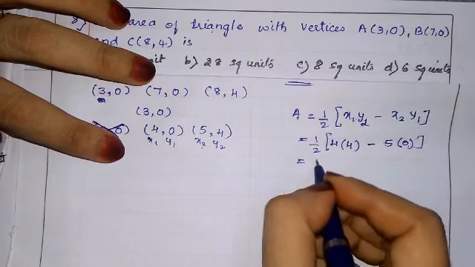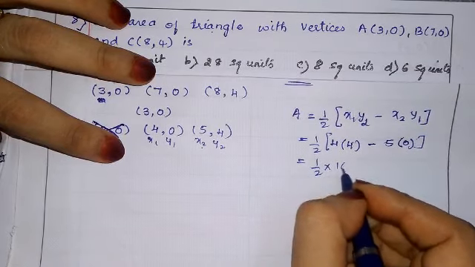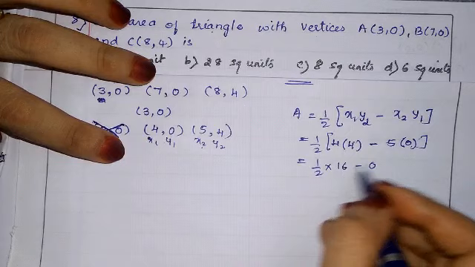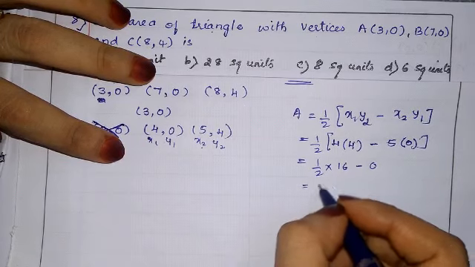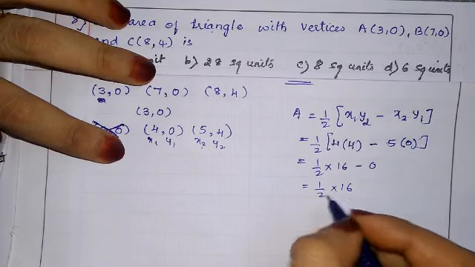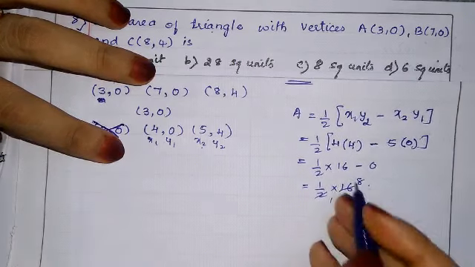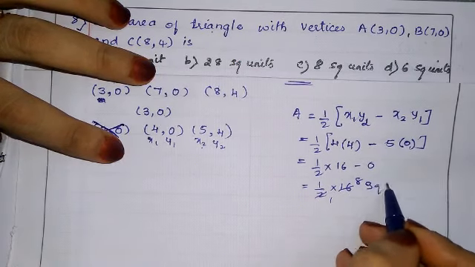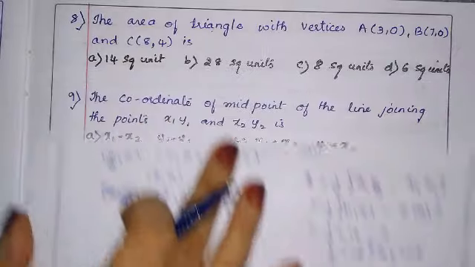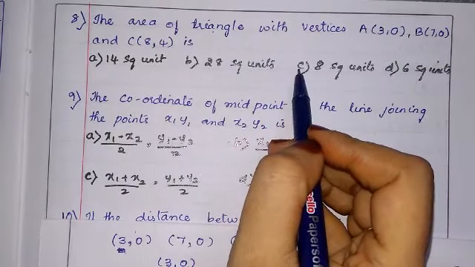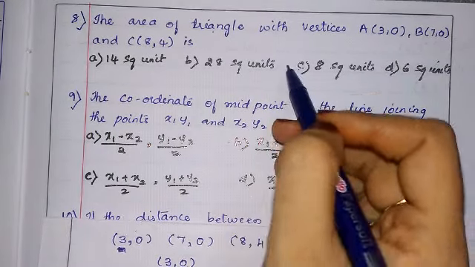Okay. Now half, 4 4s are 16 minus 0. Gone. 16 minus 0, 0. Now half into 16. 2 1s are 2, 2 8s are 16. So the answer is 8 square unit. Let us check, we have 8 square unit. Yes, C, 8 square unit, is the correct option.